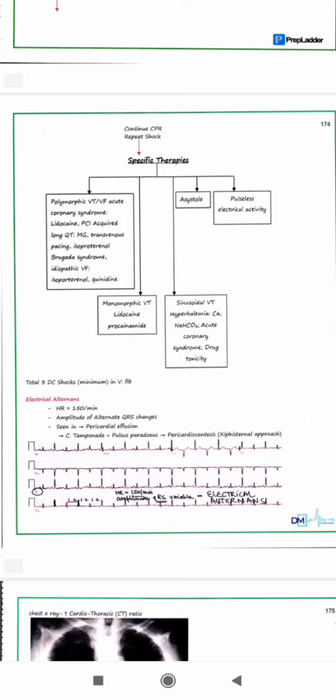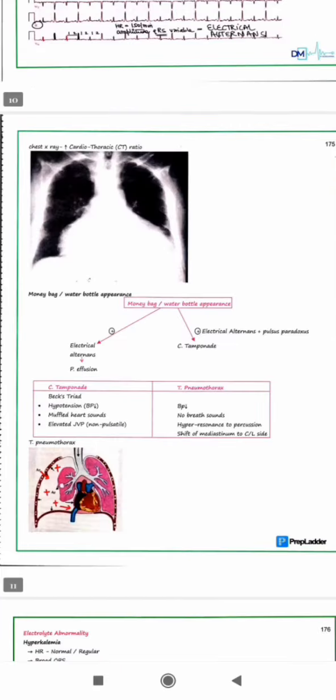Now we have the chest X-rays, with the cardiothoracic ratio. Now the money bag or water bottle sign, we can easily see in this diagram that the heart shows characteristically a water bottle sign or the neck of a water bottle. The characteristics of this are given, and the difference between cardiac tamponade and tension pneumothorax is also given.